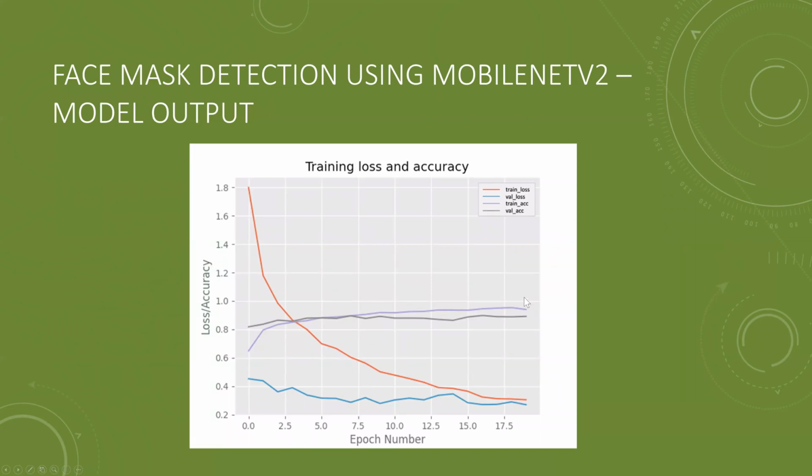This is the plot which shows the training loss and accuracy, and the epoch number has been shown on the x-axis. You will notice that as the epoch number increases, the loss drops and the accuracy keeps on rising. And the final numbers which we are getting are pretty satisfactory for MobileNet V2 model.